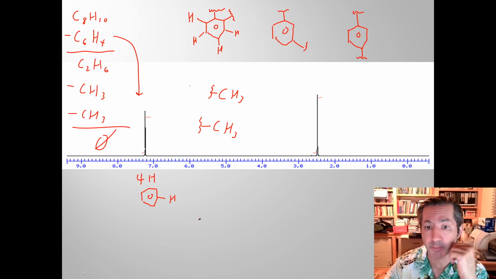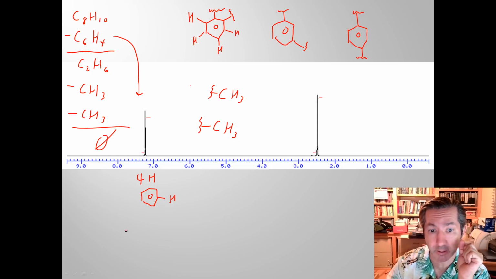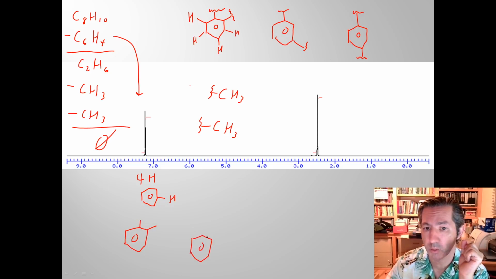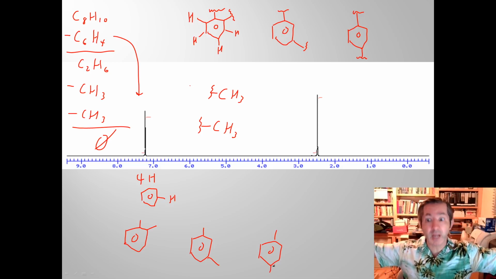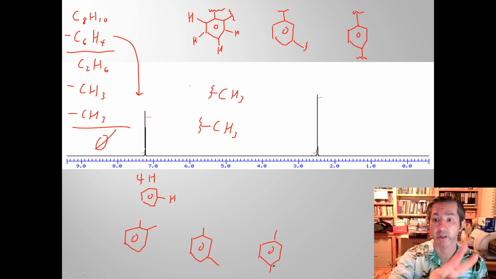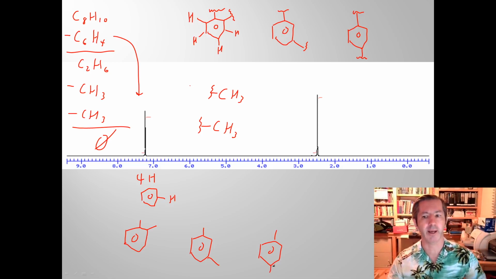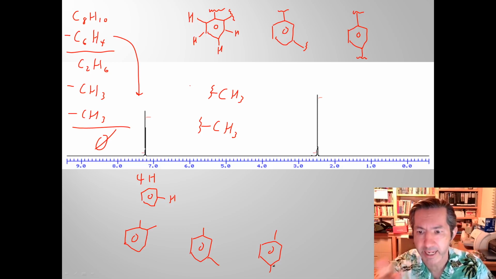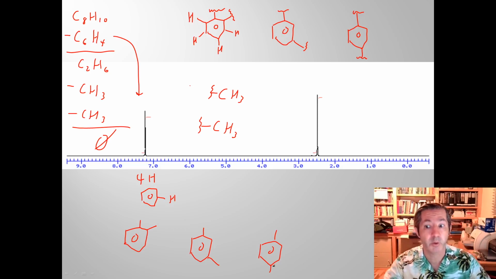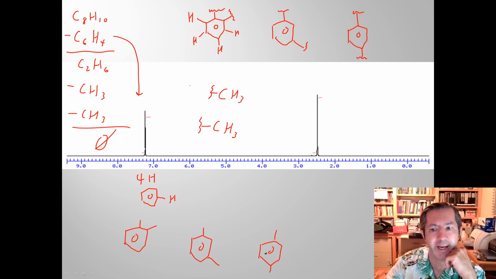And I put that piece together, and I will end up with either this compound, or this one, or this one. Out of the millions of compounds out there, we're down to 3. That's pretty nifty, I think. But we're like, well, which one is it? We can tell. We can tell by remembering that the more symmetry you have, the fewer signals you'll have.